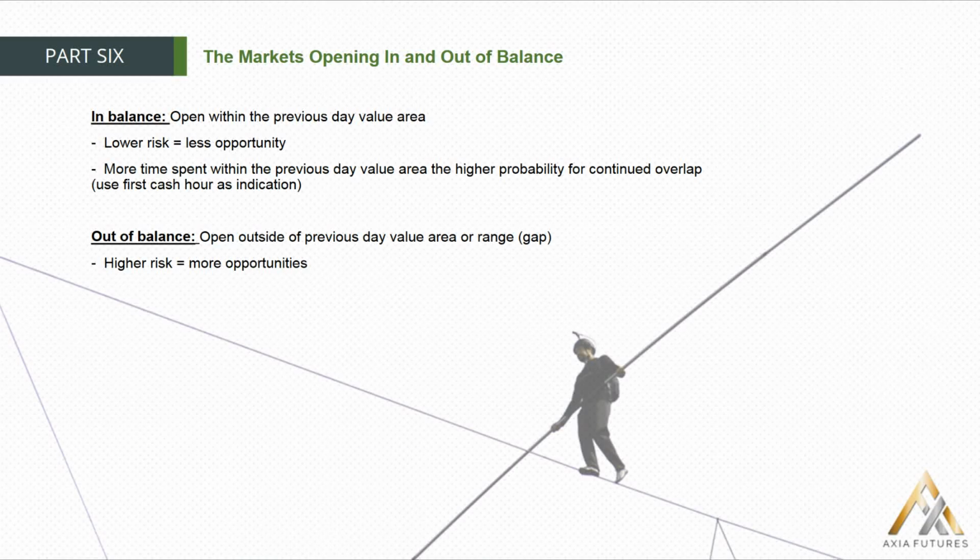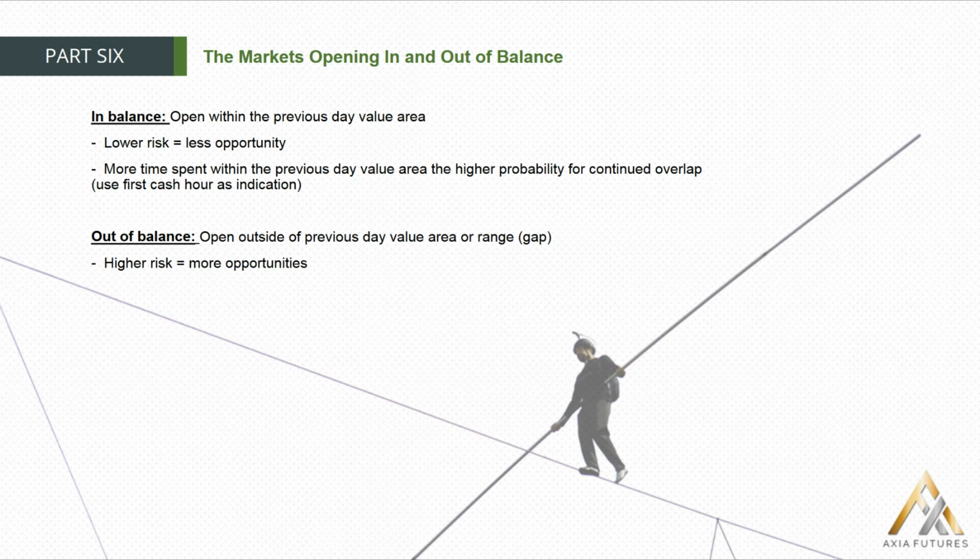We're now going to begin developing the concept of trade location. In other words, where we are trading relative to previous prices. And we're going to start off and talk about where the market opens, whether it's in balance or out of balance. Now, as you can see, the guy on the tightrope, he's balancing quite nicely.